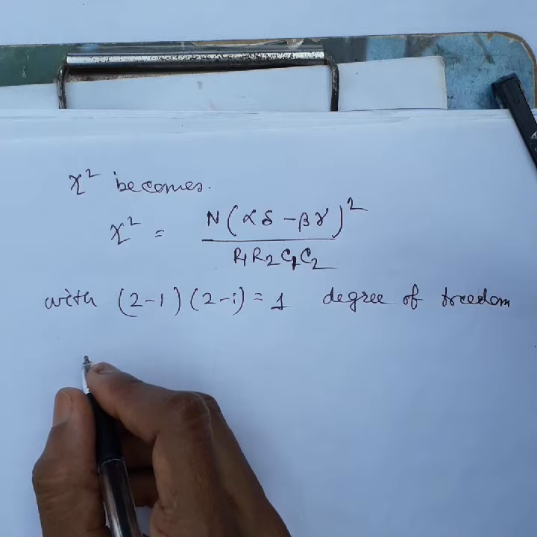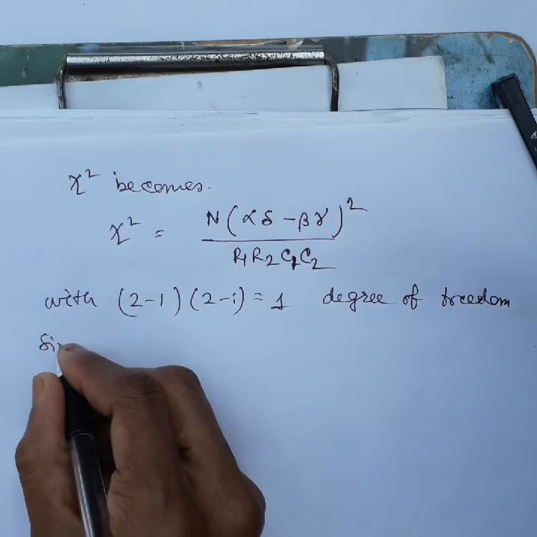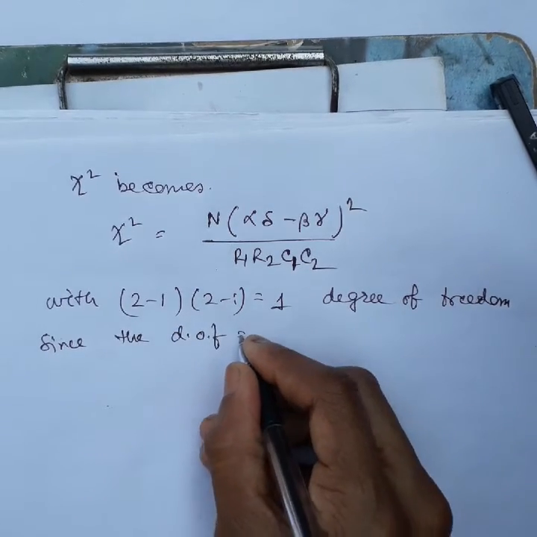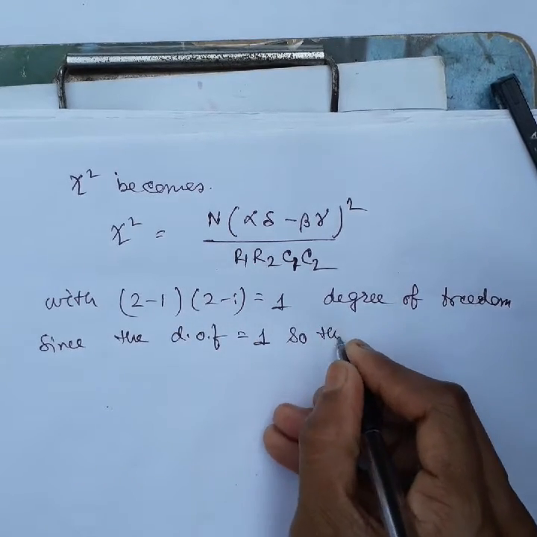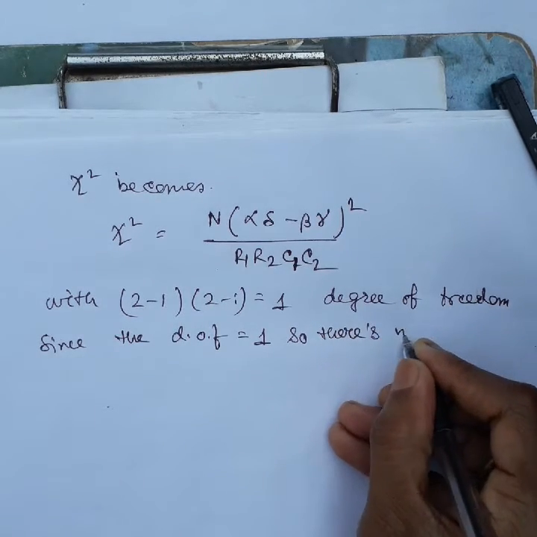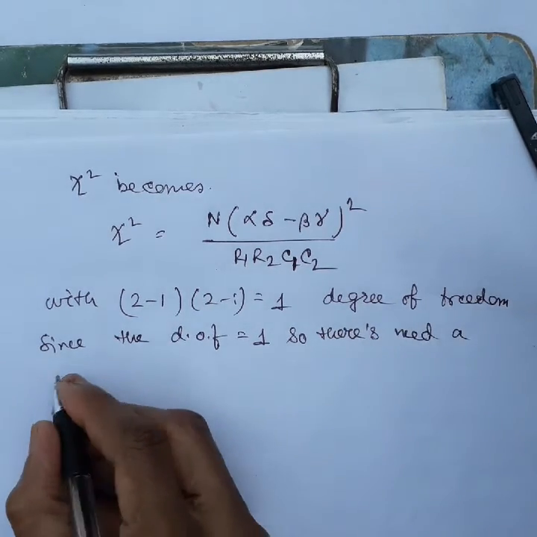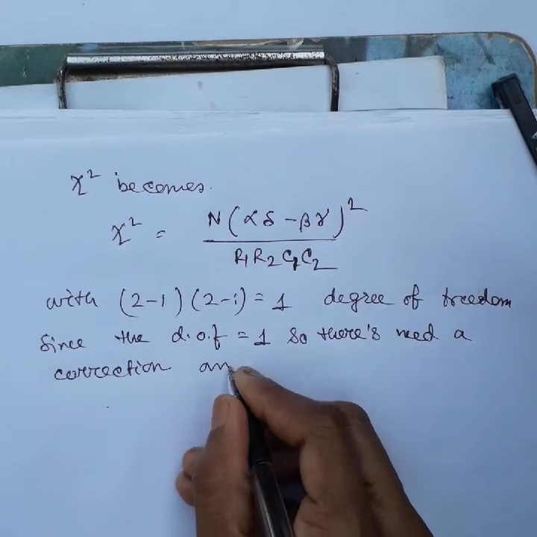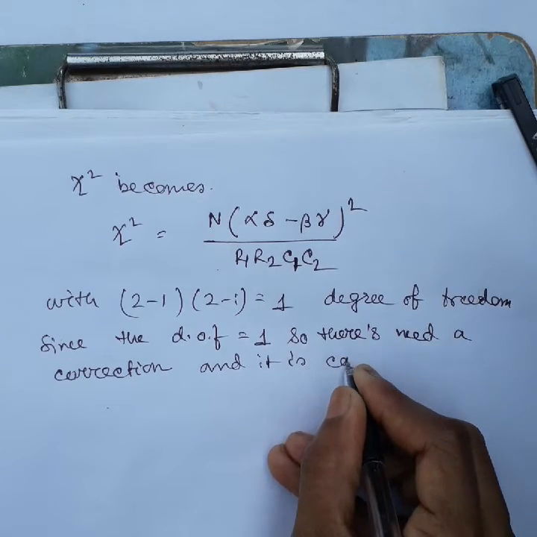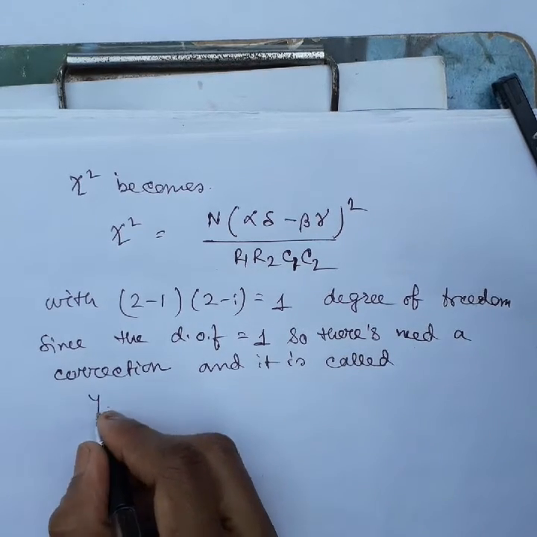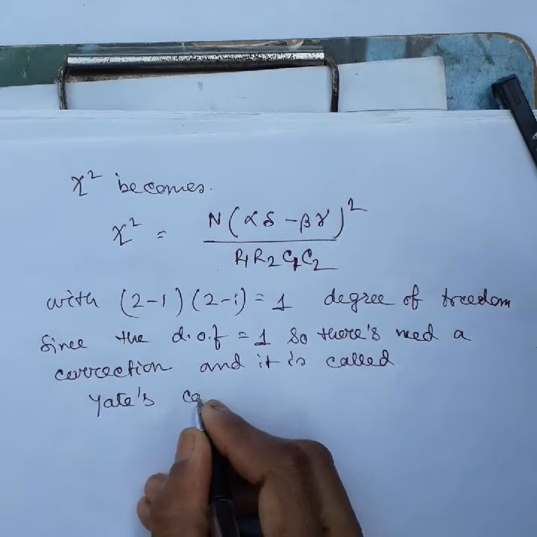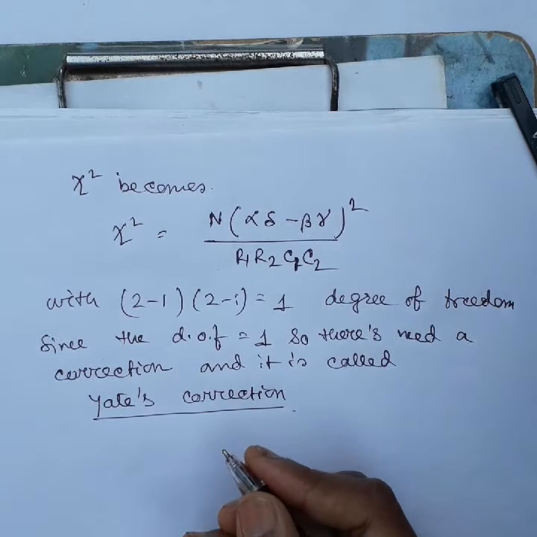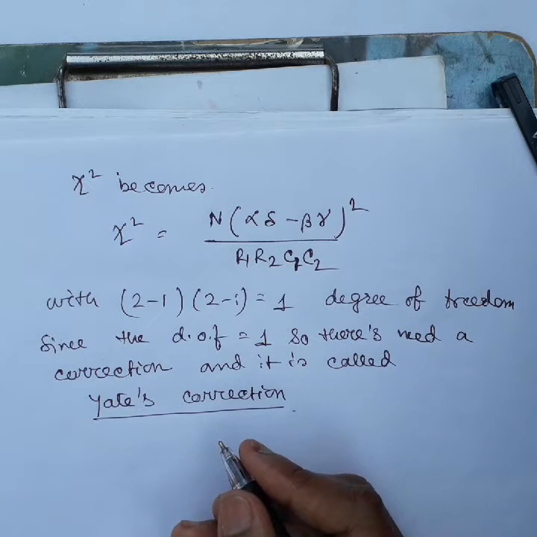This correction is known as Yates correction. Okay, since the DOF is equal to 1, there is need of a correction, and it is called Yates correction. Okay, so now we have to know what Yates correction is.